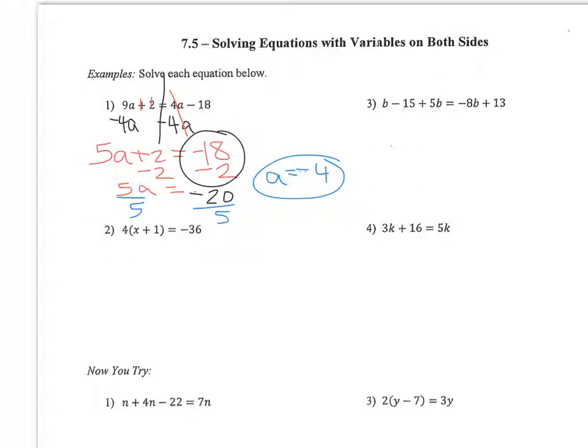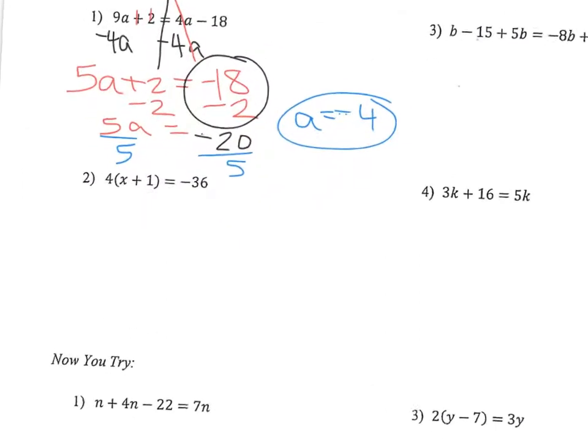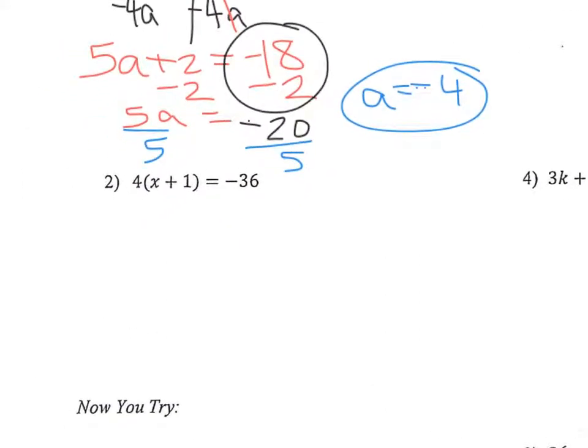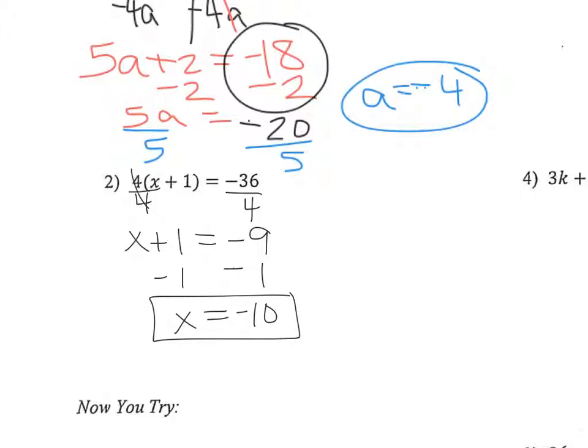Okay, number 2. There's two ways that you can do this. You could divide by 4 first, or you could do the distributive property. This one does not have two variables on each side, so I'm going to divide by 4 first. This cancels out, so I have x plus 1 equals negative 9. And then I subtract 1 from each side. X equals negative 10 is my answer.